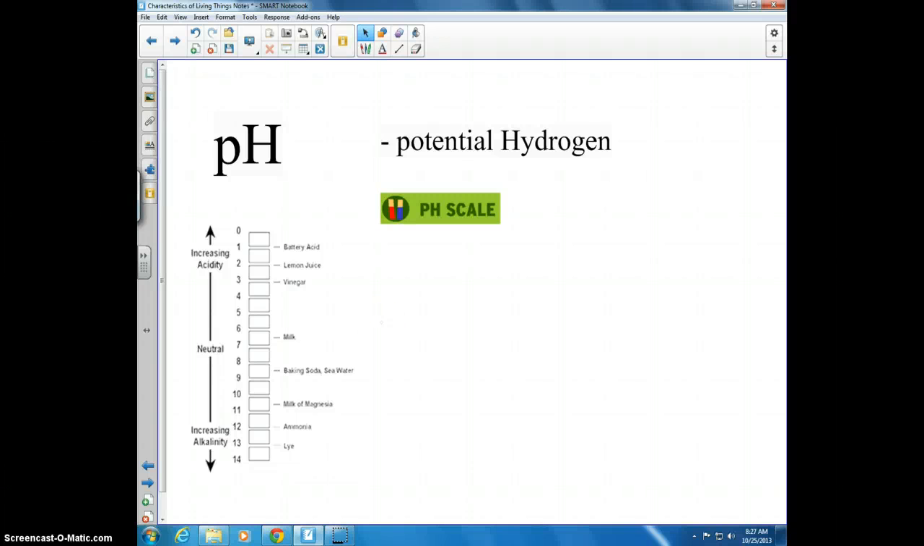Okay, now we're going to begin our discussion of pH. pH stands for potential hydrogen, as it says here on your screen. Why is pH something important that we have to look at or consider when we're talking about living things?